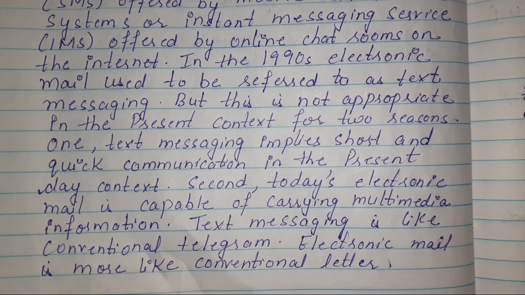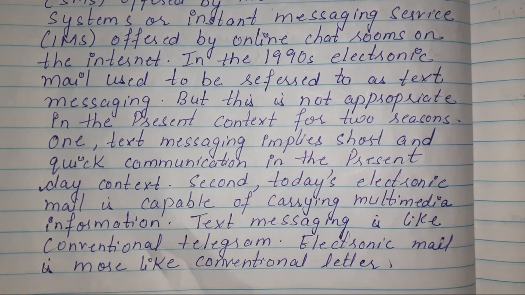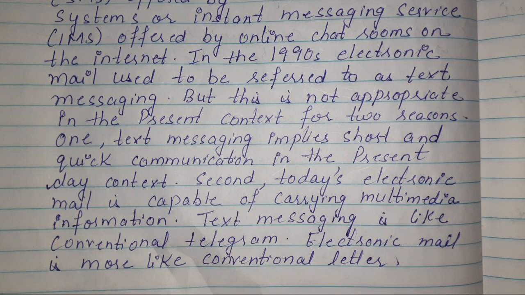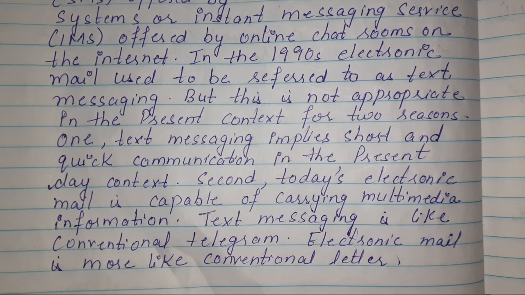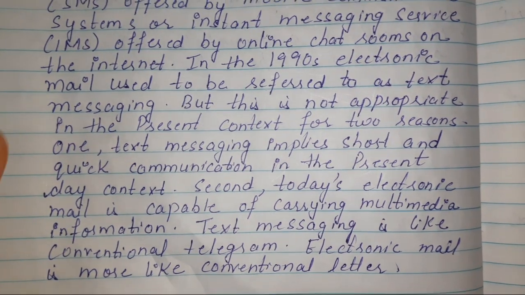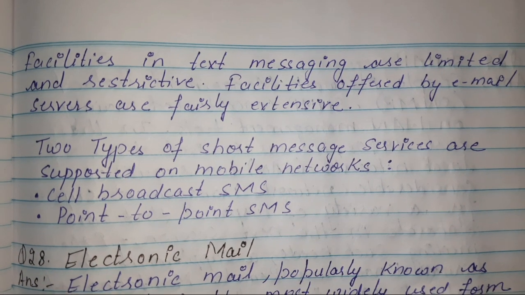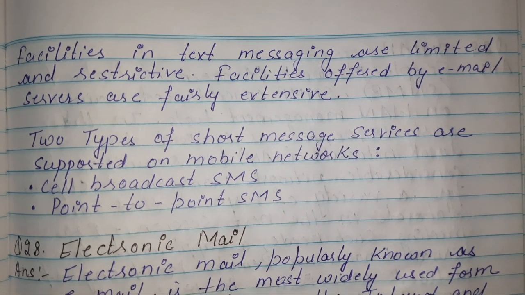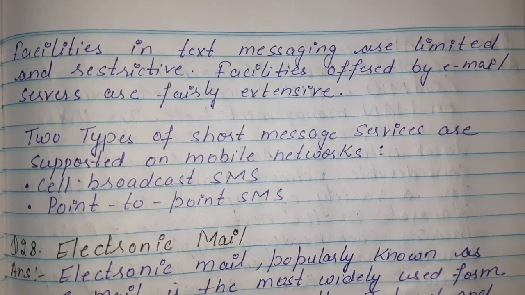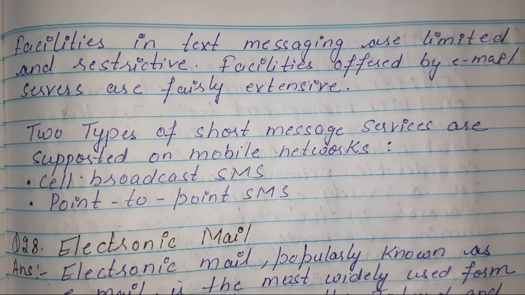One, text messaging employs short and quick communication in the present day context. Second, today electronic mail is capable of carrying multimedia information. Text messaging is like a conventional telegram. Electronic mail is more like a conventional letter. Facilities in text messaging are limited and restrictive. Facilities offered by an email server are fairly extensive. Two types of short message service are supported on mobile networks: cell broadcast SMS and point-to-point SMS.